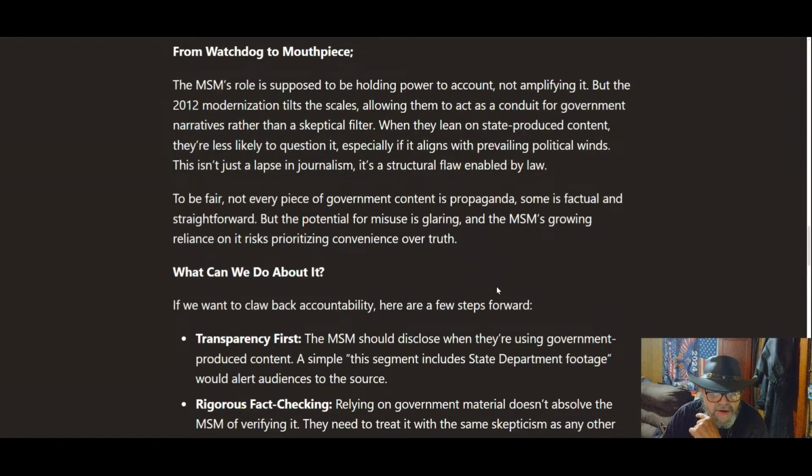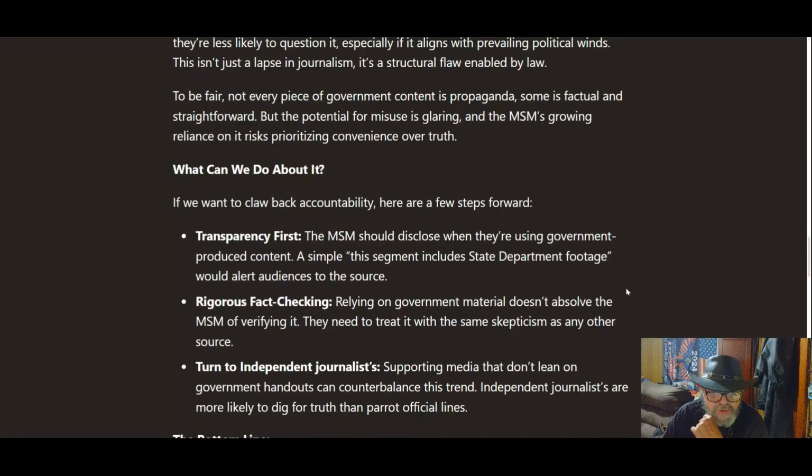To be fair, not every piece of government content is propaganda. Some are factual and straightforward, but the potential for misuse is glaring, and the mainstream media's growing reliance on it risks prioritizing convenience over truth.